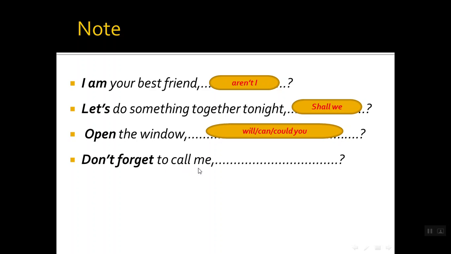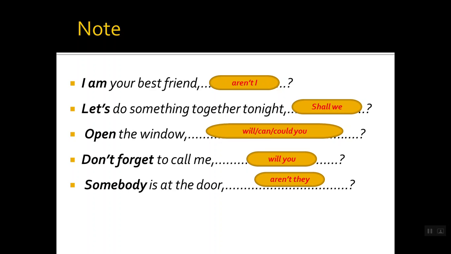Don't forget to call me. Again, it's an imperative but in negative form. Do and don't. Open or don't open. Don't forget to call me. Will you? The same like the one above. And it can be in negative form. It can be won't you. It must be in short form, as I told you. You cannot say will not you. No. Won't you or will you. Both are correct.